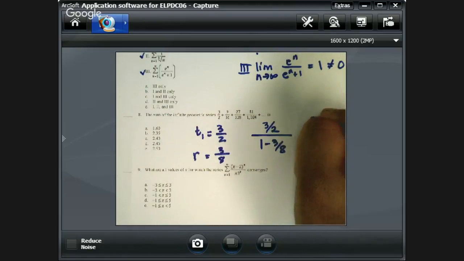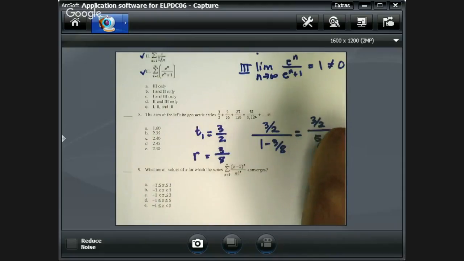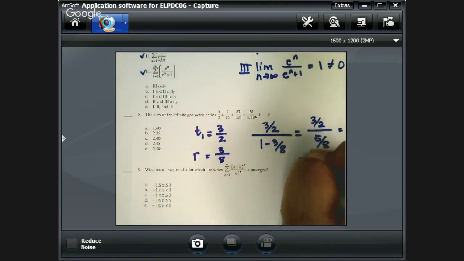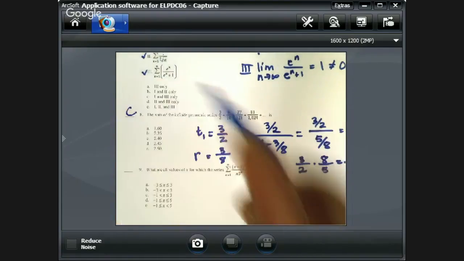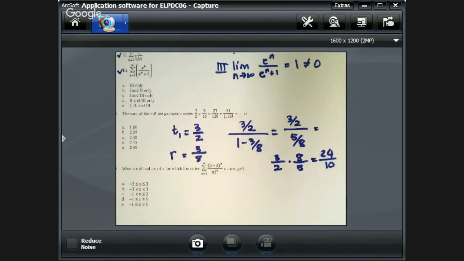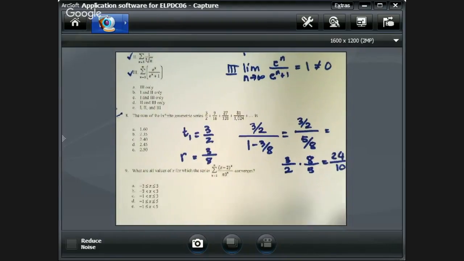And so that means 3/2 divided by 5/8. And that is 3/2 times 8/5. That's 24 over 10. And if I change that to a decimal, that's 2.4. So even though they had decimal answers, I really didn't need a calculator for that.